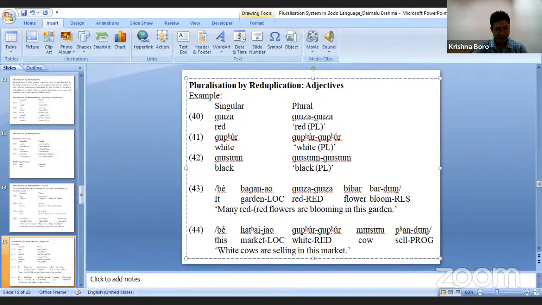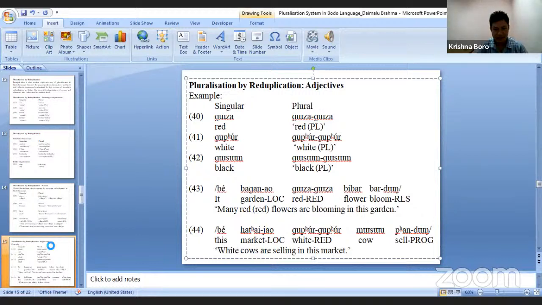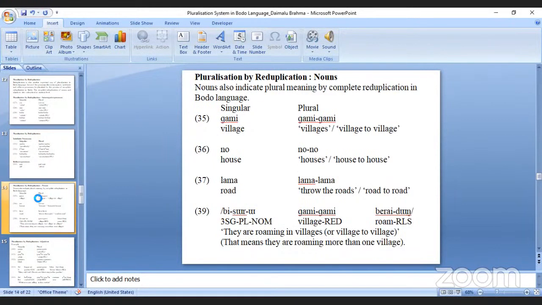I have one observation here: the reduplication on the adjectives does have a quality of plurality for the noun. But if you go to the reduplication of the nouns in the previous slide, slide number 14, for example, gami. Sir, this is slide number 14, yes.